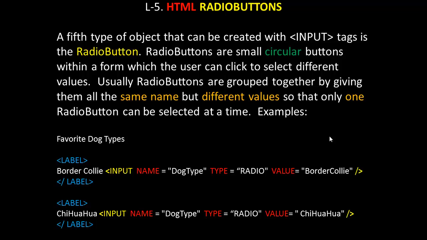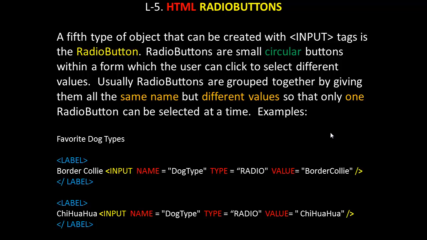In this example, we have favorite dog types. And we're going to display the values Border Collie and Chihuahua so that the user can see it on the web page. However, hidden in the HTML source, which the user will not see, are the input tags. In this case, we specify the name dog type for both. We specify the type as radio for both, but they have different values. So if the user selects Border Collie, then the value of dog type will be Border Collie. And if, on the other hand, they check Chihuahua, the value of dog type will be Chihuahua. But only one button can be selected from the group.